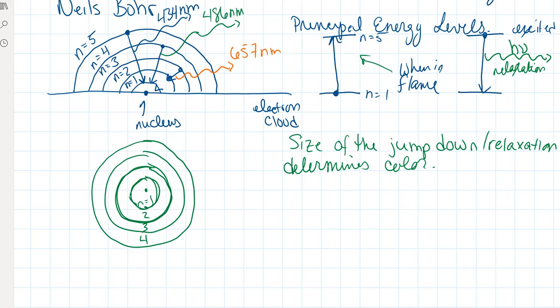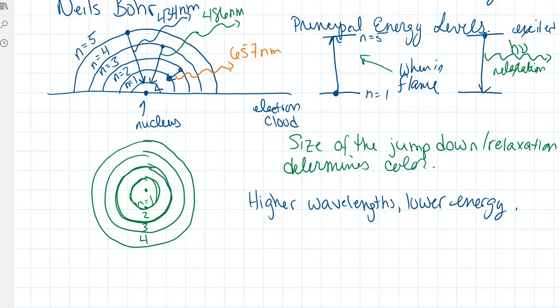So remember, as we're increasing wavelength, we decrease energy, right? So the higher wavelengths mean lower energy. That's what we talked about in the last video. And this makes sense then. So in this case, my lowest wavelengths, my blues and purples, actually have the highest energy photons that are released.